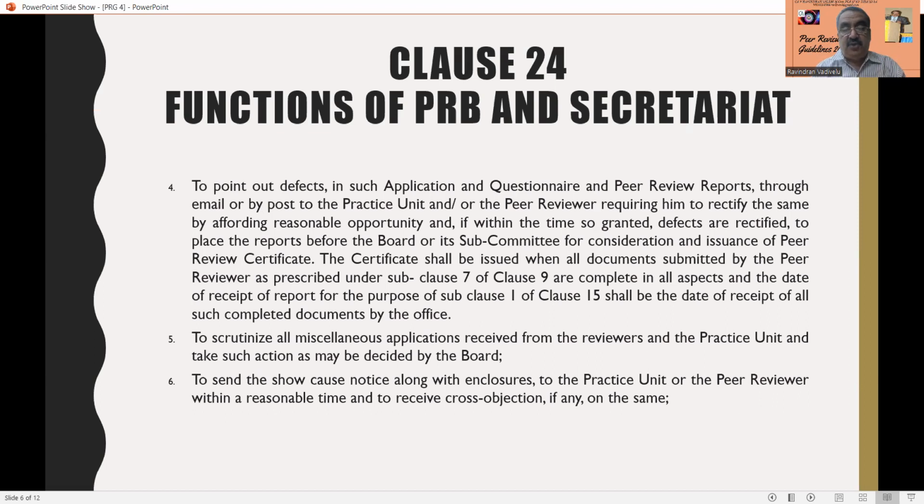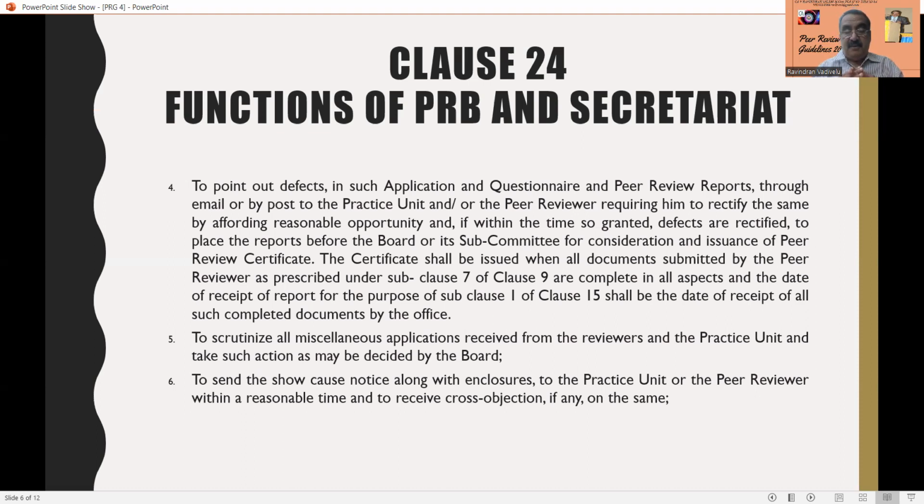The certificate shall be issued when all documents submitted by the peer reviewer as prescribed in sub-clause 7 of clause 9 are complete in all aspects, and the date of receipt of the report for the purpose of sub-clause 1 of clause 15 shall be the date of receipt of all such completed documents by the office. Then to scrutinize all miscellaneous applications received from the reviewers and the practice unit and take such action as may be prescribed by the board.